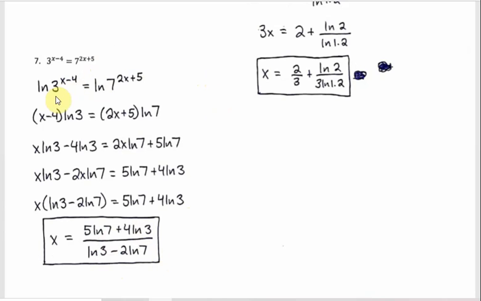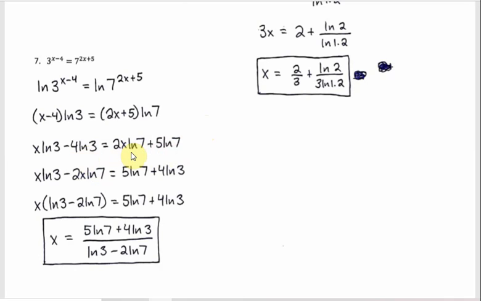Okay, we take the natural log of both sides and we can bring the powers out front. So x minus 4 times natural log of 3 equals 2x plus 5 times the natural log of 7. Distribute both of these because on either side of the equation, you're going to have a term with an x in it and you're going to have a constant. So there's the natural logs distributed on both sides.